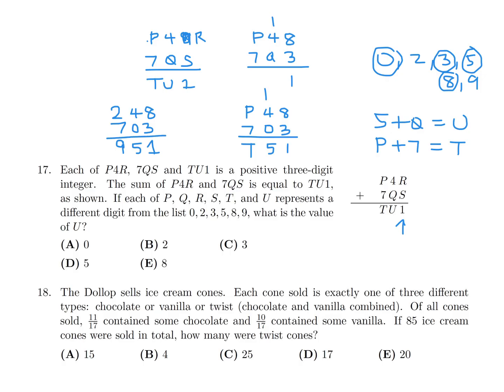And what are they asking for? What is the value of U? So U is this guy. So U is 5. And therefore, that would be D.